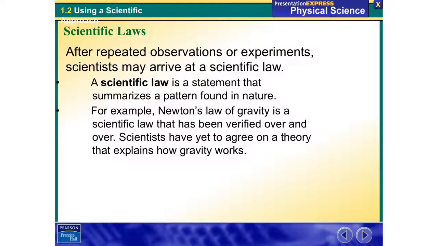After repeated observations or experiments, scientists may arrive at a scientific law. A law is a statement that summarizes a pattern found in nature. So a theory was an explanation of an observed event. A scientific law is just a statement that summarizes a pattern found in nature. For example, Newton's law of gravity is a scientific law that's been verified over and over. Scientists have yet to agree on a theory that explains how gravity works, though.